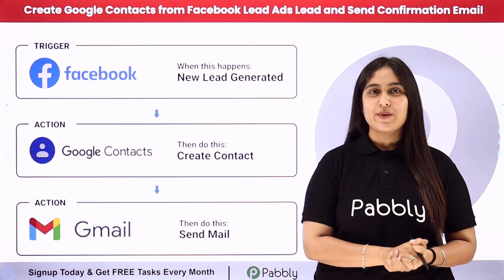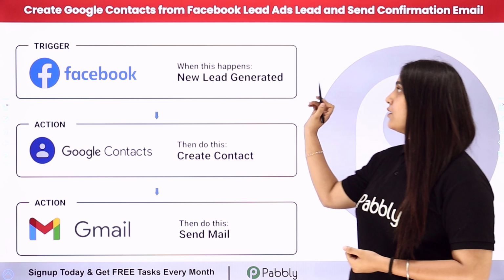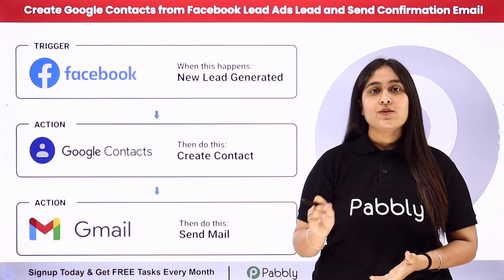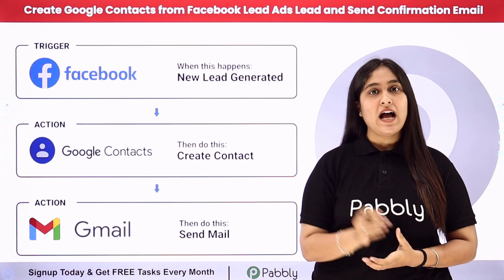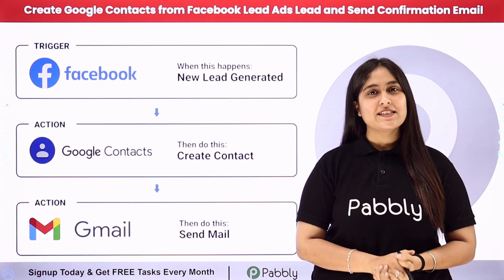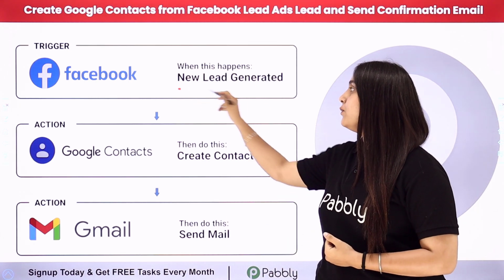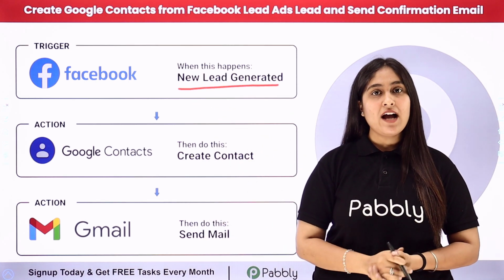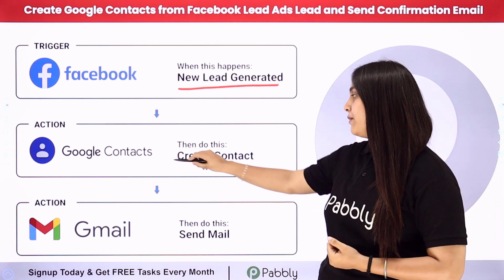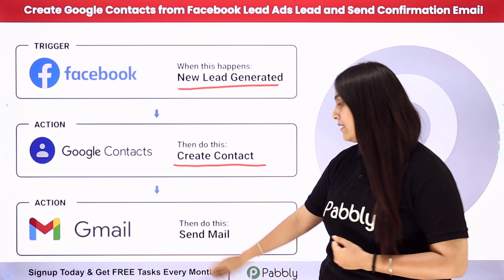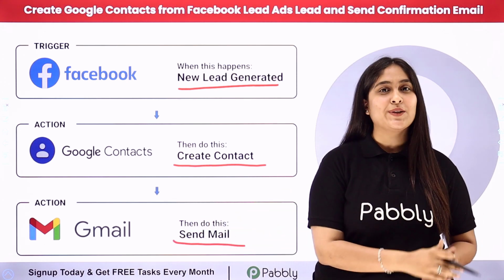So in this video we are going to learn how to create Google contacts from Facebook lead ads leads and send confirmation email. I run a sports coaching business, and to promote my business I am running some Facebook lead ads. Here I want whenever a new lead is generated in my Facebook lead ad, automatically that lead should be added as a contact in my Google contacts, and after that automatically a confirmation mail should be sent to that lead.